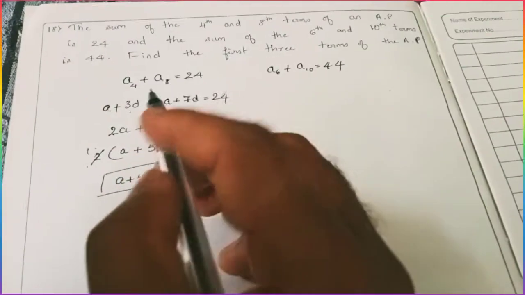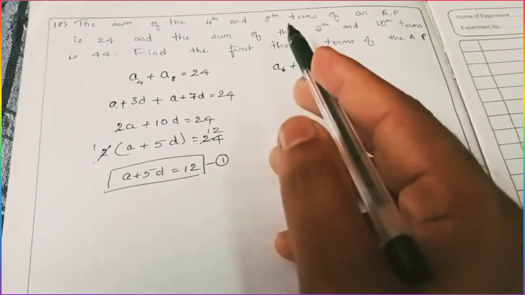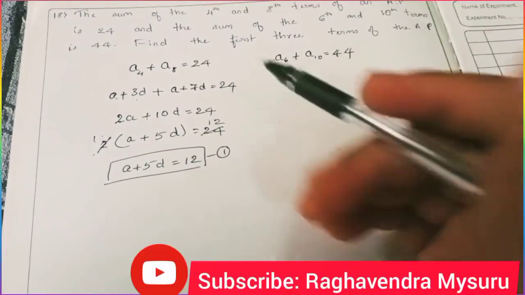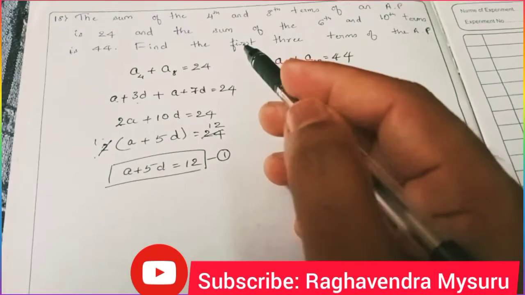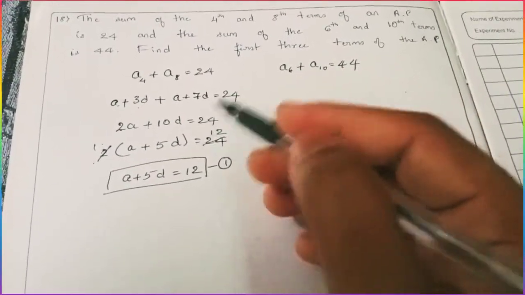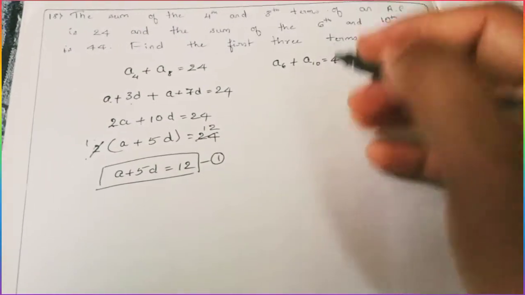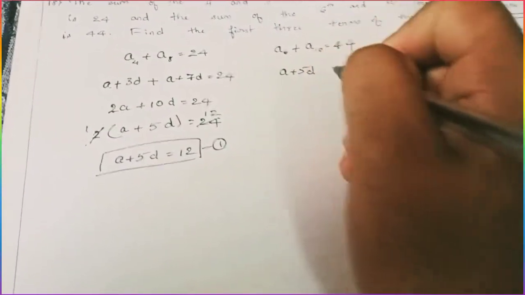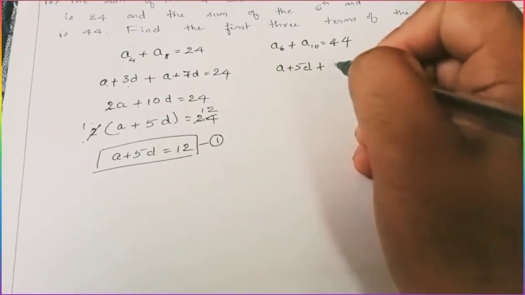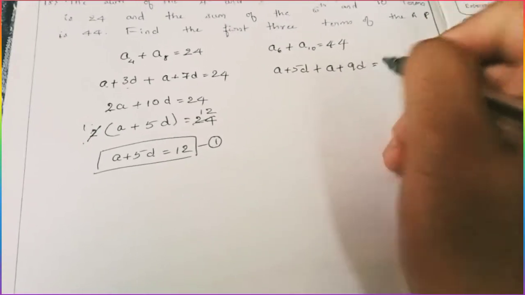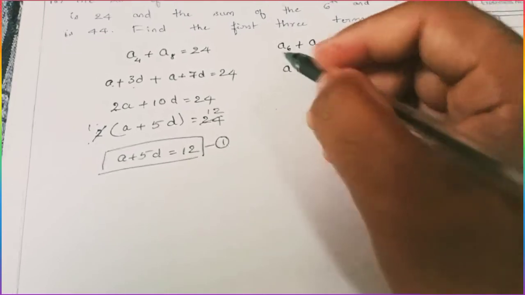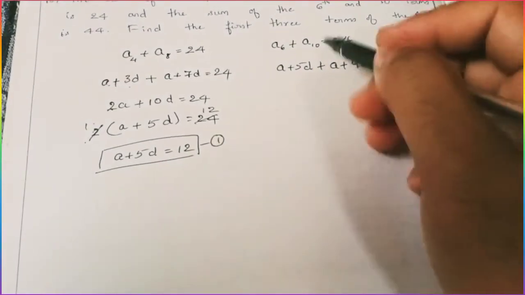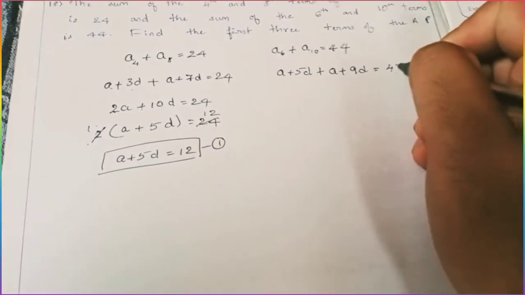Whenever you get the sum of two terms, you need to solve the problem by using the method of simultaneous linear equations. You have learned this in your 9th standard. By using that, we can solve this problem very easily. Similarly, a6 can be written as a plus 5d, plus a10 can be written as a plus 9d. Whenever you are writing a number next to the d, it should be 1 less than the value of n. So that is what we are following here. That is equal to 44.